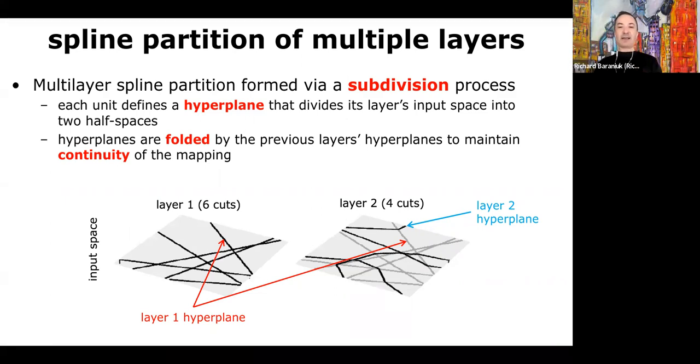And the really neat thing is that when you think of these cuts in terms of the input space to the second layer, they are flat, they're straight. But once you pull them back through the first layer, they're actually going to fold. Okay, and you can see one of these here, a folded hyperplane. This is a cut that was straight in the second layer, but once you go through 2 layers, it's going to fold. And if you think about it, the reason why they fold is that we need to maintain continuity of this mapping. And if they didn't fold, you wouldn't have a continuous piecewise affine mapping.